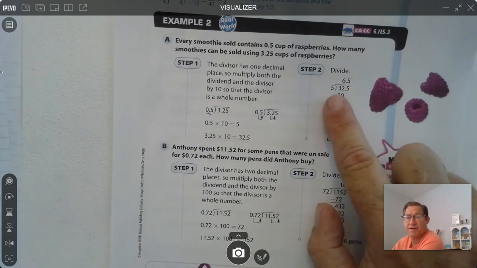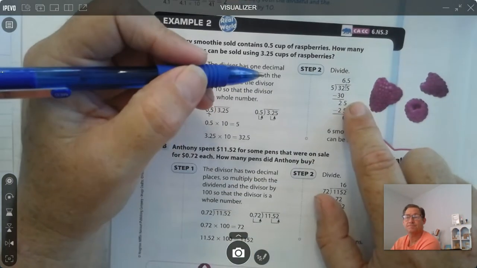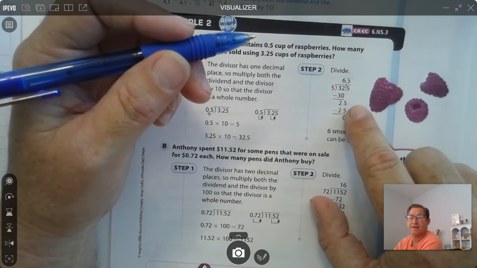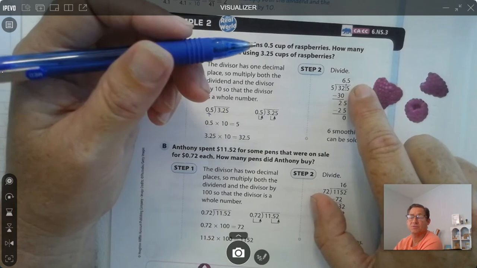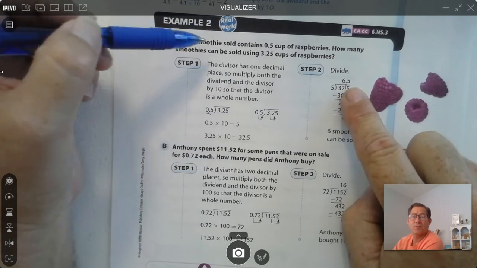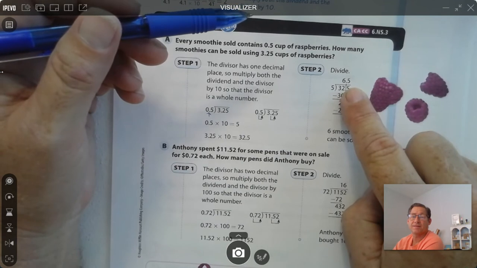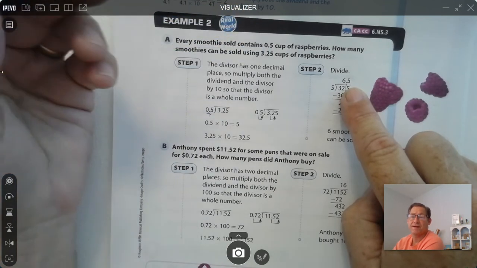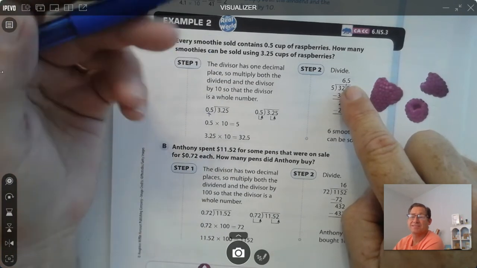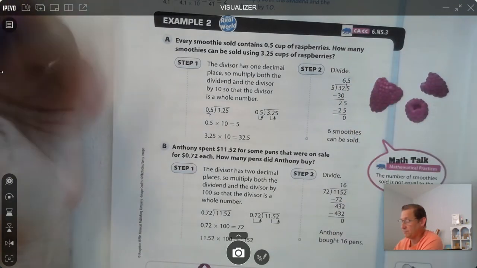Well, this is just like dividing by a whole number now, right? So we place the decimal straight up, and we just finish dividing. 5 times 6 is 30. Subtract, we get 2. Bring down the 5/10. 5 times 5 is 25 with no remainder. So in this case, how many smoothies could be sold using half a cup of raspberries? If they use 5/10 cup of raspberries and you have 3 and 25 hundredths cups, you can actually sell 6.5 smoothies. Well, who wants half a smoothie? So basically you would say 6 smoothies.